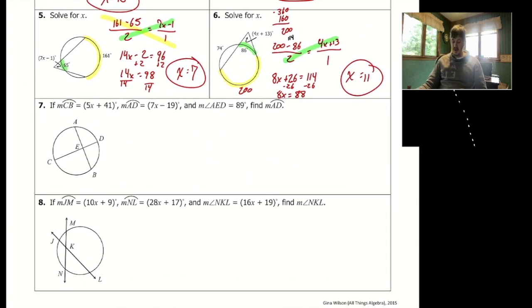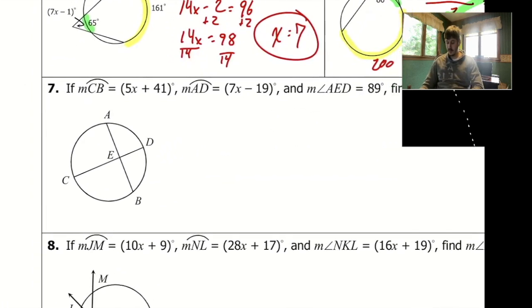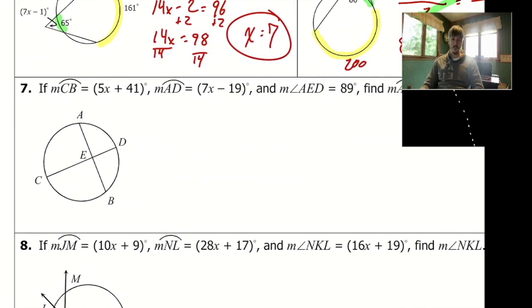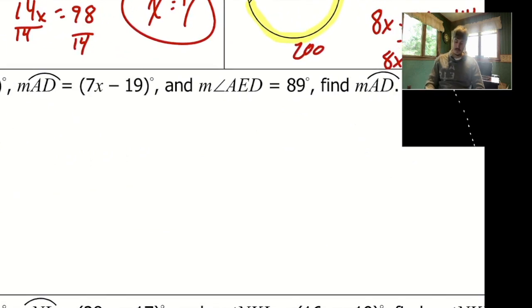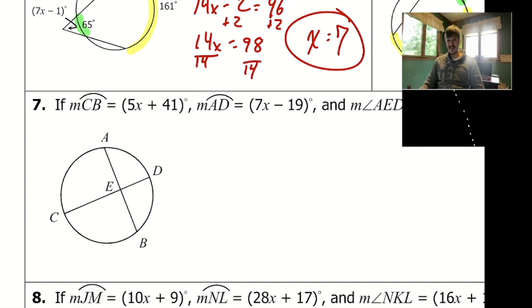All right, so 7 and 8, they're going to be a little bit along the same lines. The only difference here is they're giving you more room for a reason. It's because they're going to give you more expressions. We also need to figure out the measure of arc AD rather than finding the value of x. So we are going to have to plug something in at the end as well. But let's label everything that they give us.